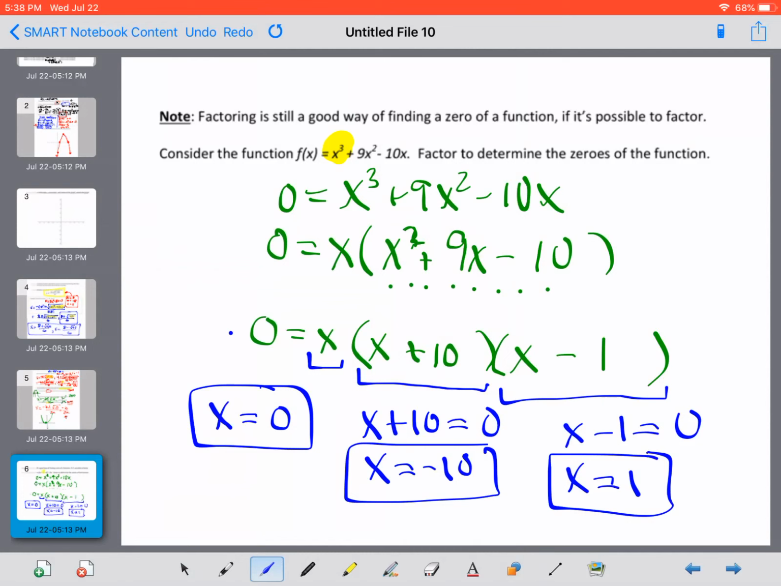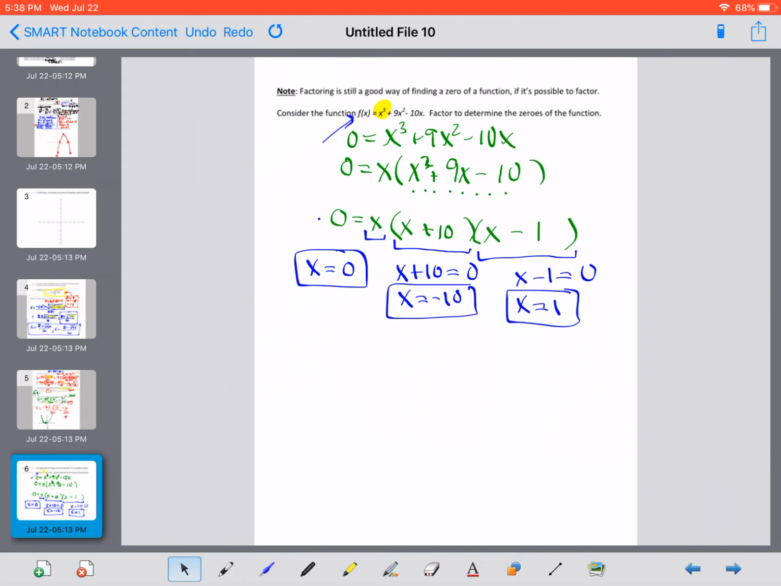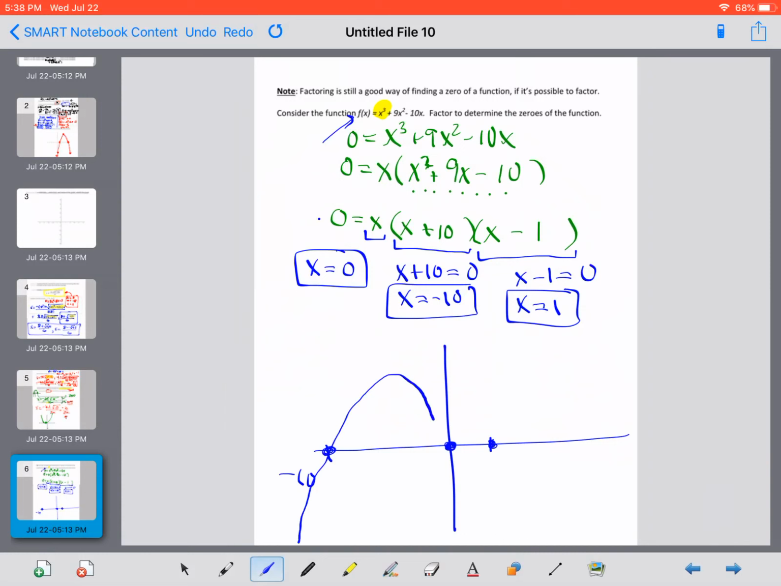So, this function, this cubic function here, has 3 zeros. It crosses the x-axis in 3 places, namely at x equals 0, at x equals negative 10, and at x equals 1. We can see that if we try to sketch that, we have an x-intercept at 0, at negative 10, and then at 1. So if I had to guess at what this graph looks like, knowing what I know about cubic functions, it's probably going to be something like this.